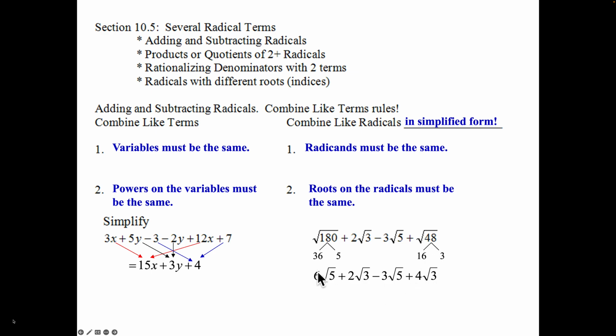So now I can add. This is like saying 6x minus 3x would be 3x. Okay, 3 square root of 5. This is 2y plus 4y would be 6y, or 6 square root of 3. There's my answer. Now again, what you might want to do is get your calculator out and type the original expression in. You type in your answer, and if the two decimal values are the same, you're exactly correct.